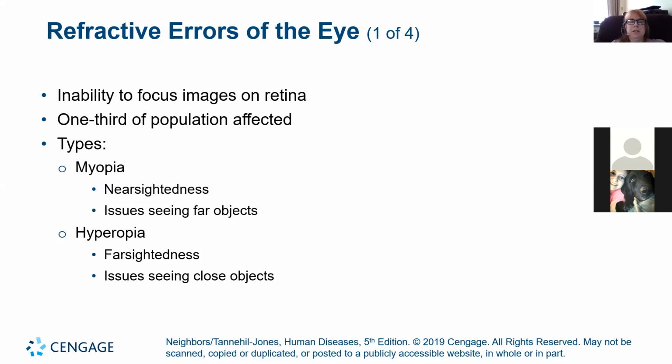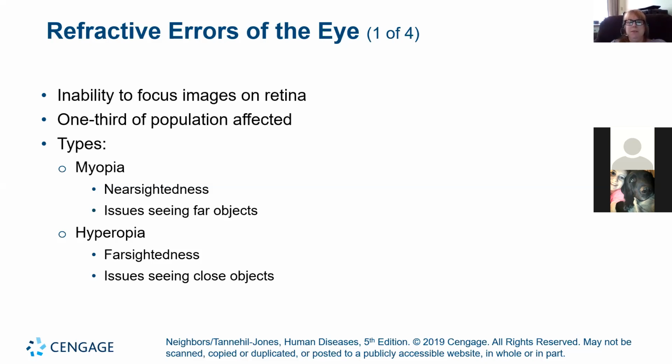Okay, so let's start with some refractive errors of the eye. This is the inability to focus images on the retina. One third of the population is affected, and we get glasses for that. There are a couple of different types of refractive errors.